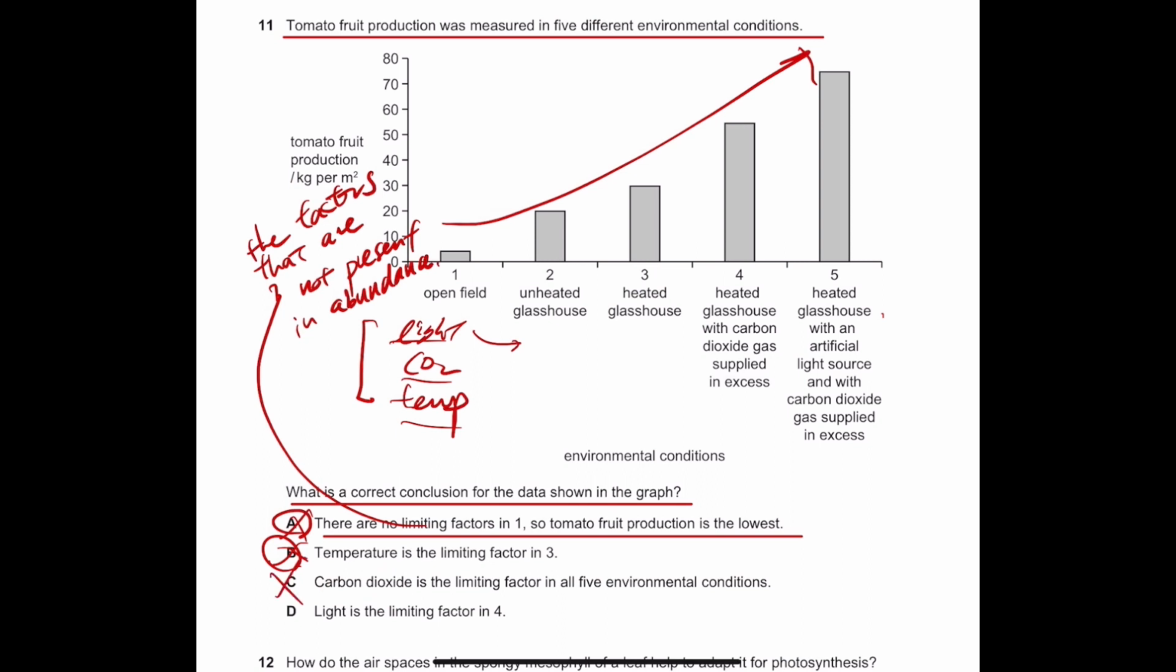D, light is the limiting factor in 4. Yes, 4 has temperature measured, and it does have carbon dioxide supplied. So the light is not abundant in 4, and it is in the definition of the limiting factor. So the answer for this question is D. Okay?